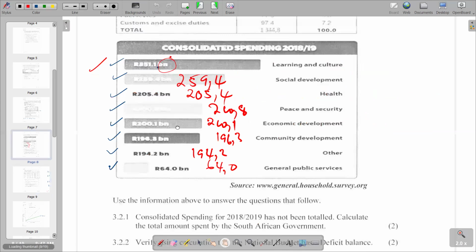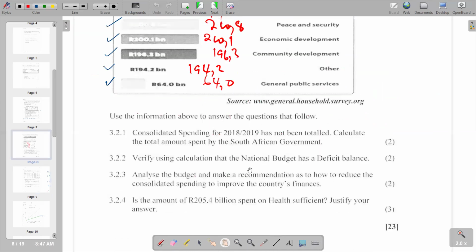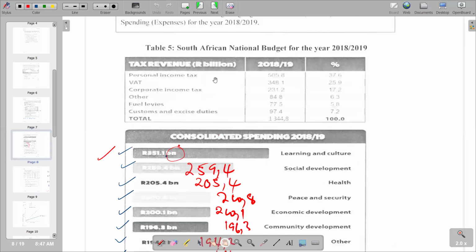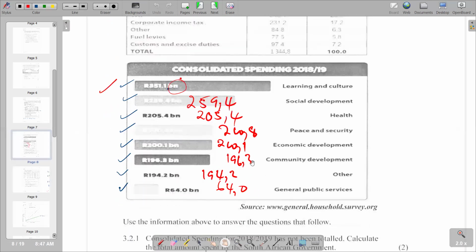We refer to the next question, which is saying, verify using calculation that the national budget is a deficit balance. So a deficit obviously is a negative balance. So what we have just calculated is consolidated spending, and then we compare it with the total tax revenue, which is 1,344.8 here. So we say this 1,344.8 minus the total that we got on consolidated spending.